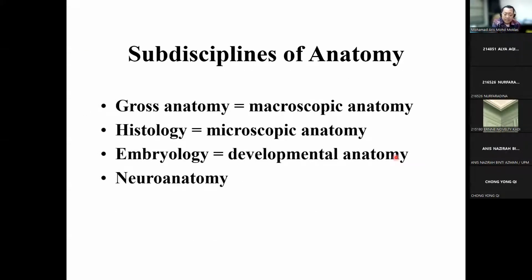As I mentioned earlier, these are the subdivisions of anatomy. You know there's gross anatomy and also histology, right? And then we have embryology and also neuroanatomy. Embryology is developmental anatomy, how the fetus develops in the womb, and neuroanatomy is related to the nervous system. For this paper, most of the topics will be on gross anatomy, and there's also a topic on the nervous system, which then becomes neuroanatomy. All right.